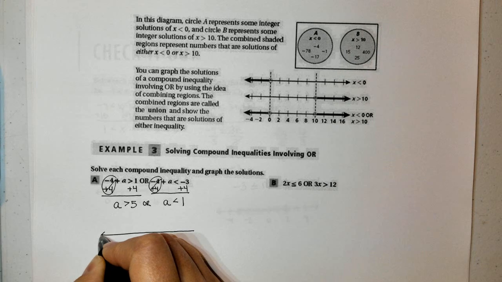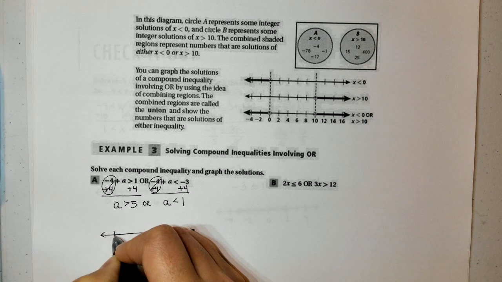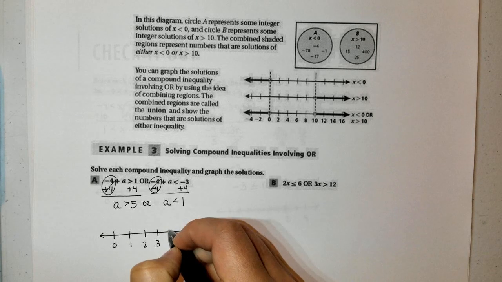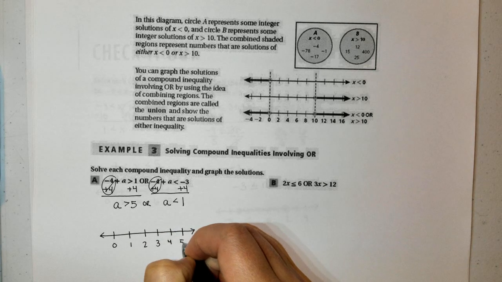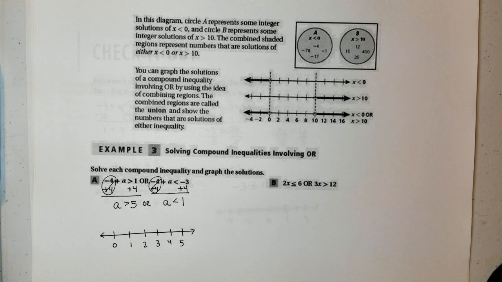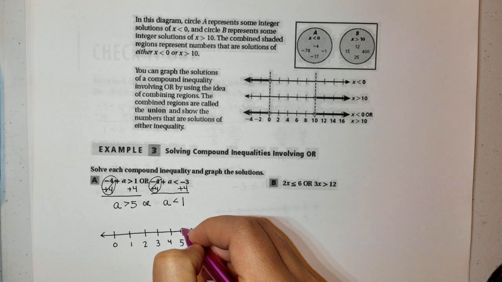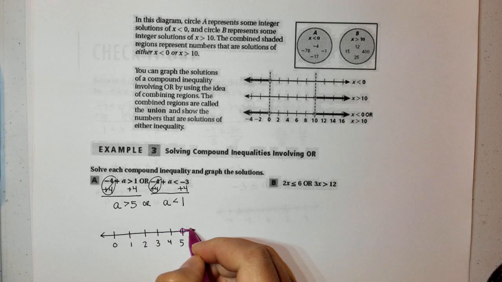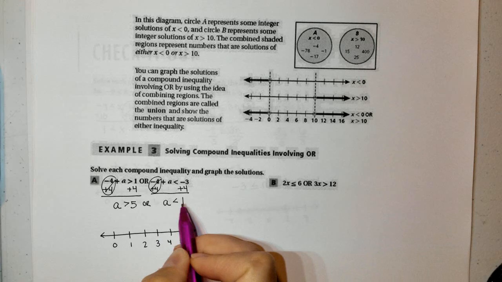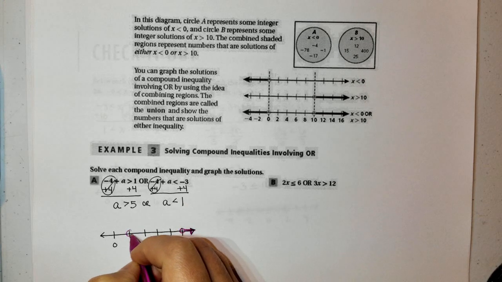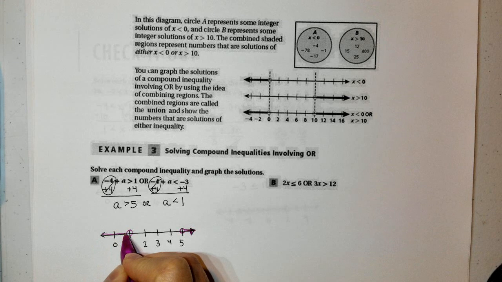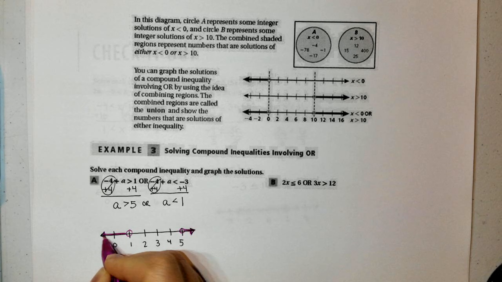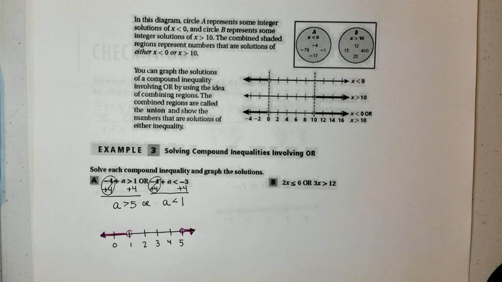So I'm going to go ahead and graph this. So I'm going to have 0, 1, 2, 3, 4, 5. I'm going to have an open dot at 5. A is greater than 5, so I shade to the right. A is less than 1, open dot at 1, shade to the left. So that's what your graph would look like for part A.